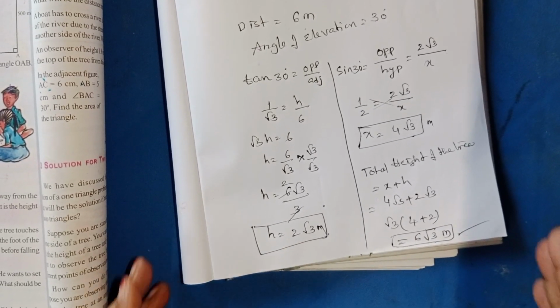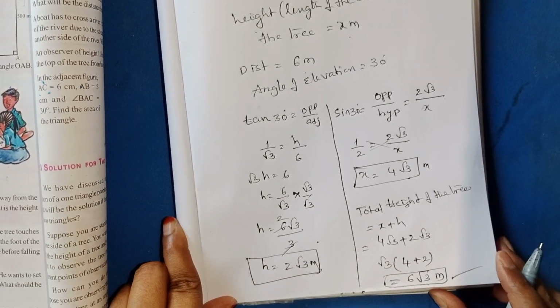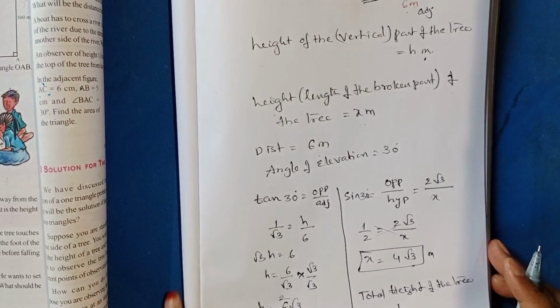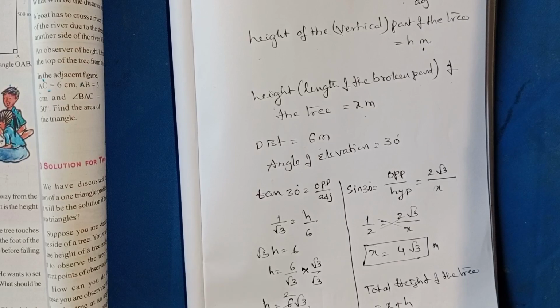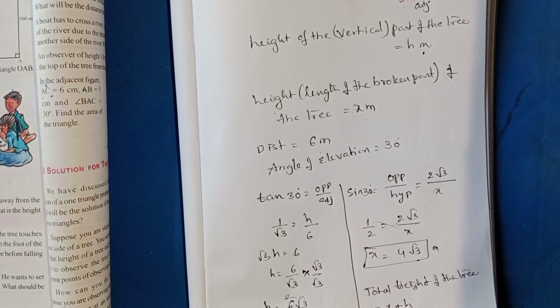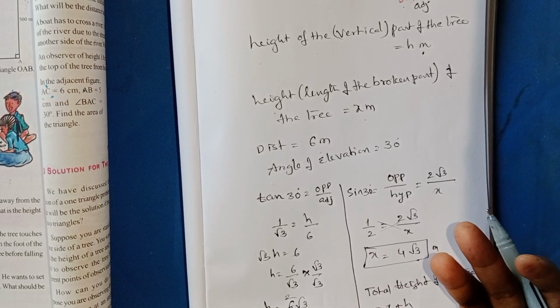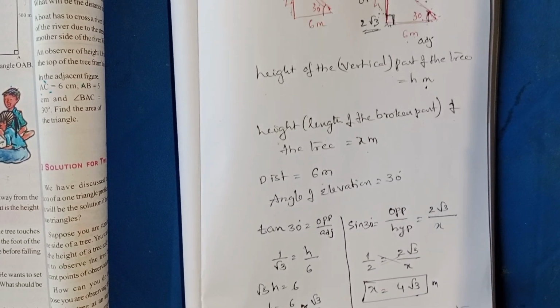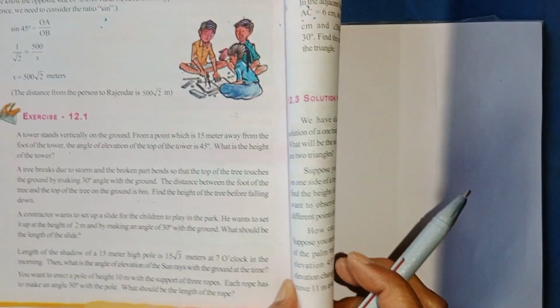So this is the method to solve the sum. I hope you understood. Okay. So these are very easy applications of trigonometry sums. There are not many calculations. Only 3 ratios we use: sine, cos and tan. These are enough to solve these sums. Okay children, let us see the third question.